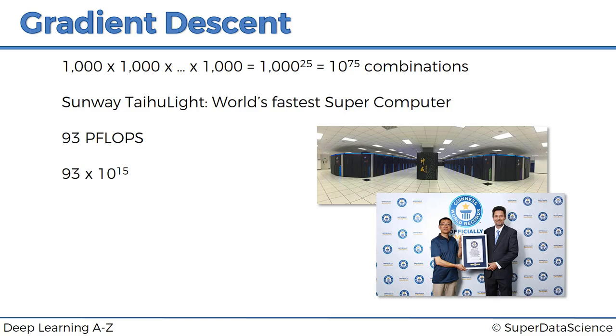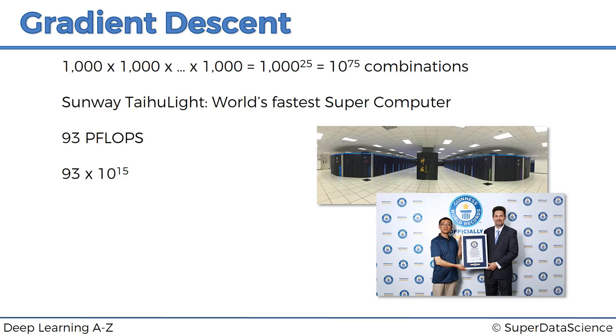In comparison, average computers right now do just over several gigaflops, so way less than Sunway TaihuLight. Sunway TaihuLight is at the forefront of technology. Let's say hypothetically that it can test one combination for our neural network in one floating point operation.